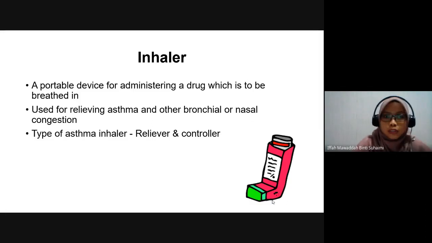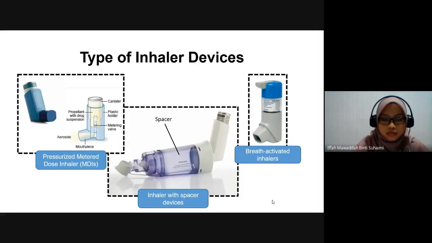For treatment of asthma, there are two types of medication used for asthma inhaler, which are reliever inhaler and controlled inhaler. A reliever inhaler contains bronchodilator medicine such as salbutamol and terbutaline, and usually these inhalers are blue in color. A controlled inhaler usually contains steroid medicine such as dexamethasone, and usually this type of inhaler is brown or red in color.